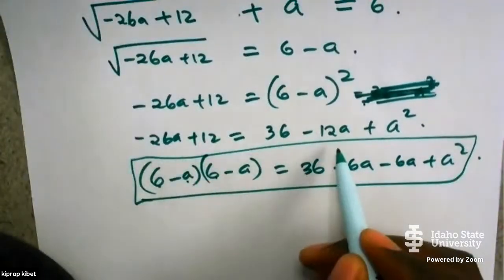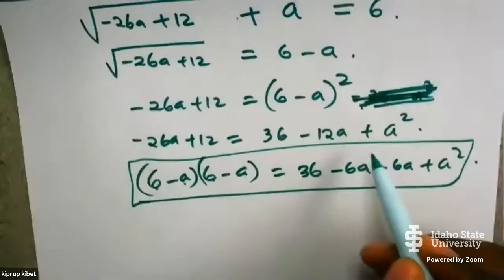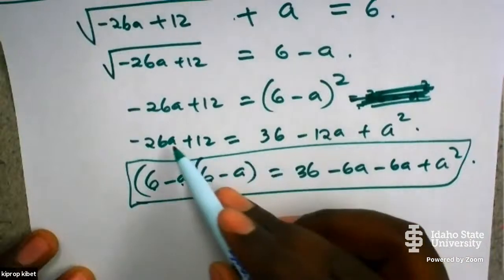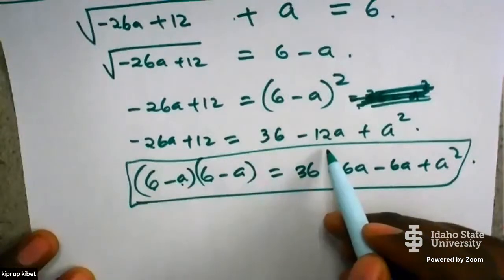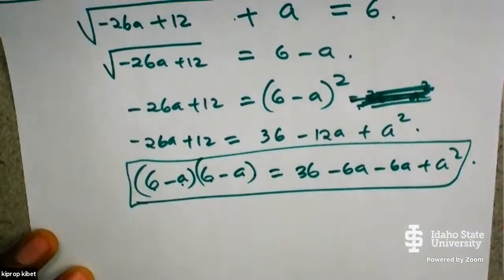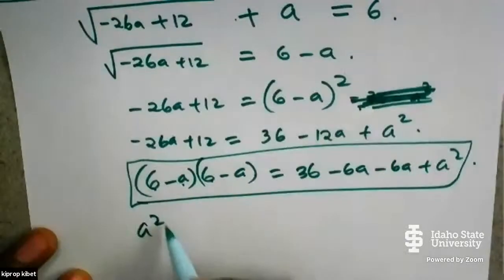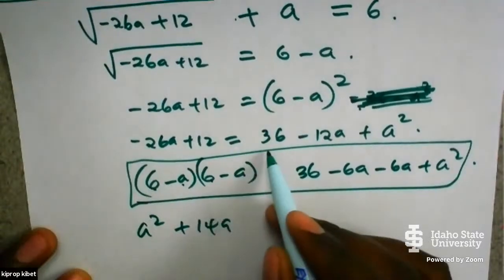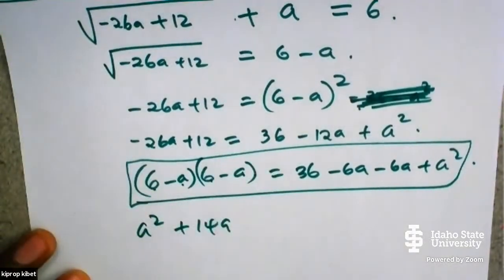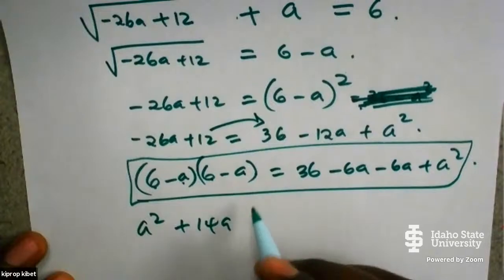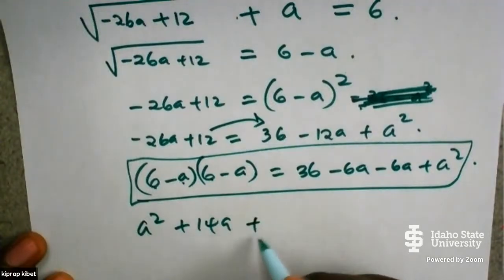So we now come back here and then we do what? We collect the like terms. So you take this one to the other side. If you take minus 26 to the other side, it becomes 26. So minus 12 plus 26 is 14. So we have a square plus 14a. And this one is 36 minus 12. So you take this to the other side. You get 24. So plus 24 equals to 0.